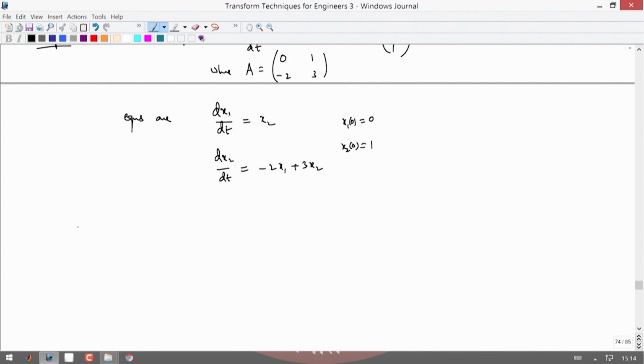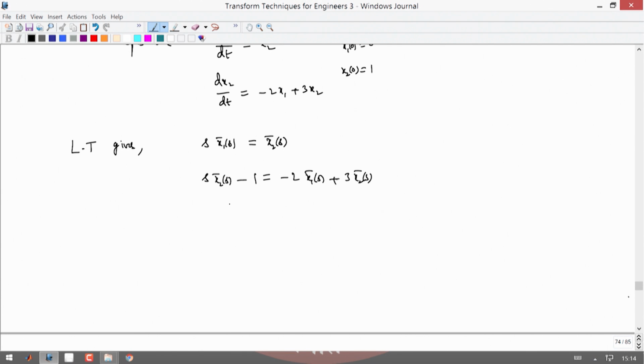Apply the Laplace transform. The Laplace transform gives s x1 bar of s minus x1(0), that is 0, which is equal to x2 bar of s. The other one is s x2 bar of s minus 1, which is x2(0), equal to minus 2 x1 bar of s plus 3 x2 bar of s.